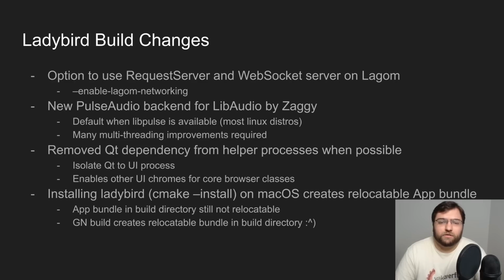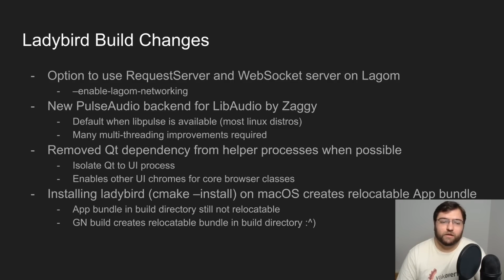On the audio front, Zaggy added a Pulse Audio backend for libaudio, so now when libpulse is available, we'll default to using Pulse Audio to talk to your Linux audio server, or on macOS if you have that installed. In order for that to work, Zaggy had to dig into our multi-threading utilities for libcore and libthreading and the web content to make that happen. So that was much appreciated. So thanks, Zaggy, for that. And I'm sure that there's room for more audio backends on other platforms as we move forward.